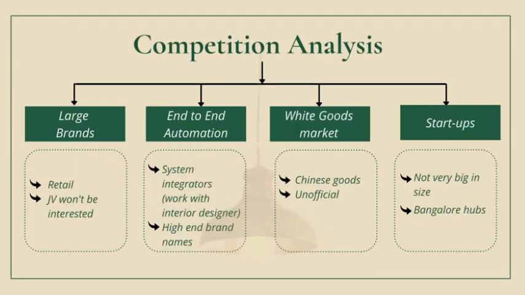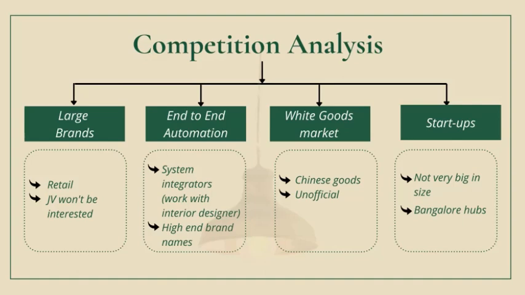This case can be further solved by looking at competition analysis, taking into consideration the following 4 points. First, large brands like retail or joint ventures not interested. Second, end-to-end automation, which includes system integrators, work with interior designers, and high-end brand names. Third, the white goods market of Chinese goods and certain unofficial goods. Fourth, startups are also considered, which are not big in size and exist in Bangalore.